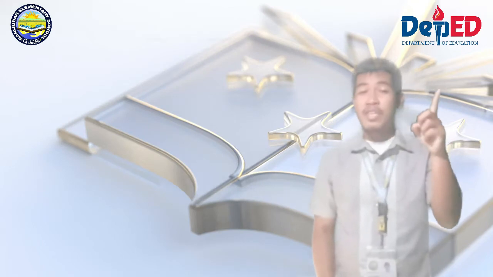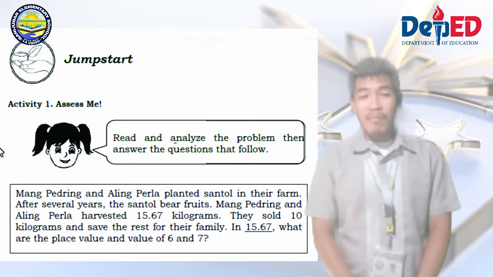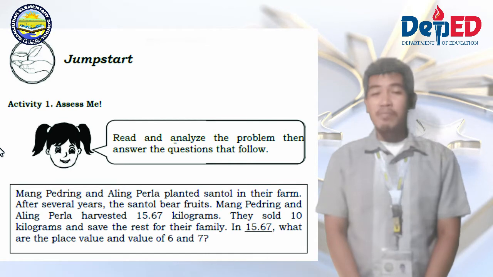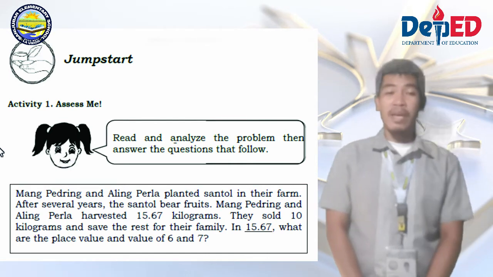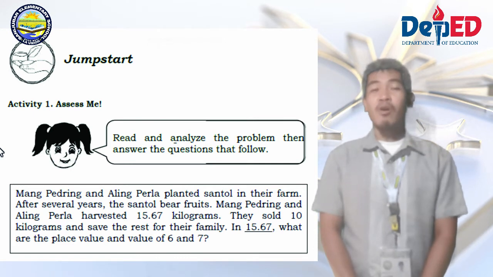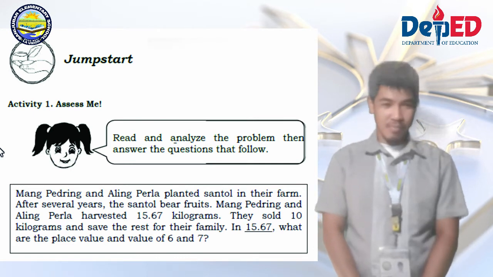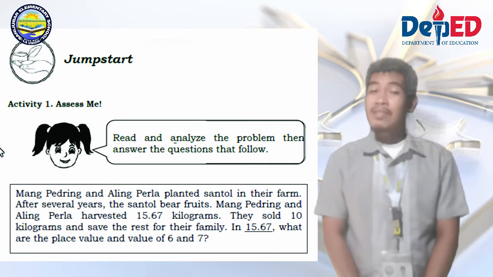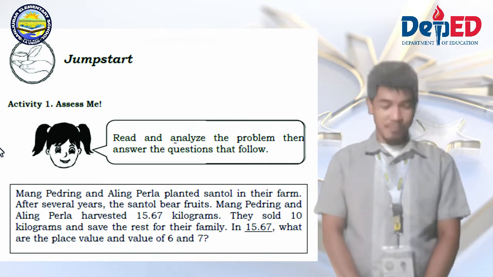Now, let us read and analyze this problem found on Jumpstart page 3 of your module number 8, which is all about planting santol tree. Basahan tayo ubing ken awatan a nasayaat.